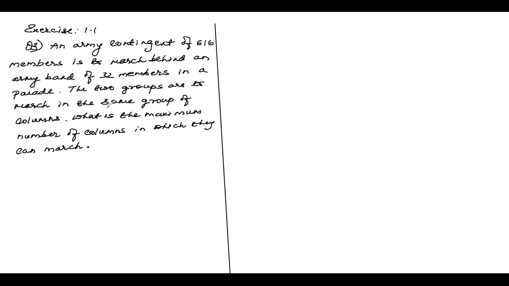The two groups are to march in the same number of columns. I'm so sorry, children. They should march in the same number of columns. Just have a look at this number of columns, okay? They should march in the same number of columns. This is the biggest hint.